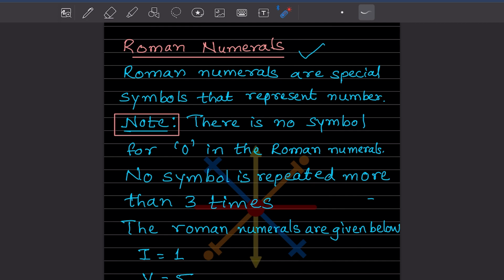There is no symbol for 0. It always starts with 1, 2, 3, 4 and so on. Okay, there is no symbol for 0. This is one point you have to remember. The second one is no symbol is repeated more than 3 times. I will let you know how to see that in the next explanation. So just remember, no symbol is repeated more than 3 times.